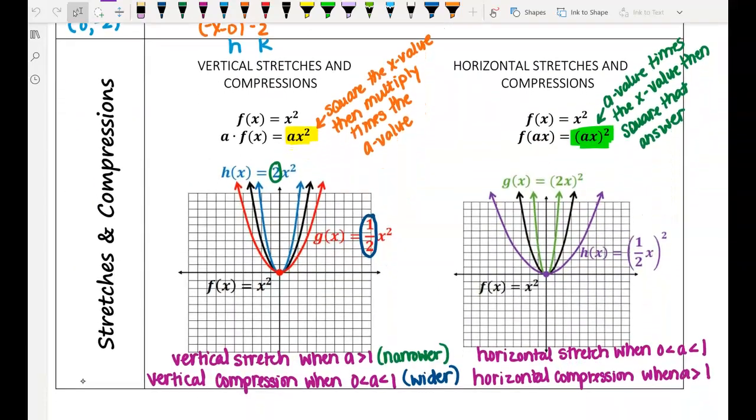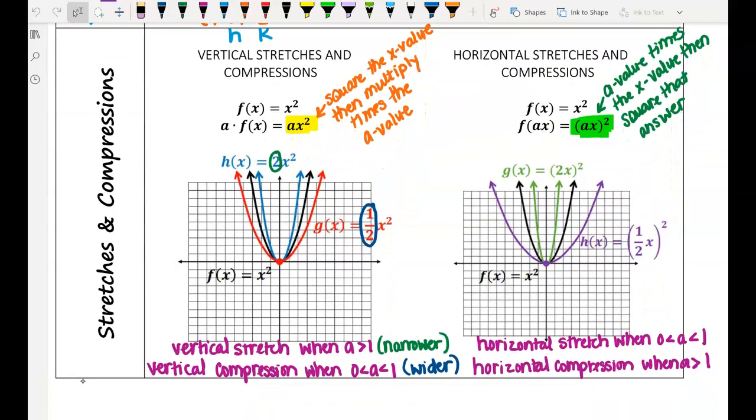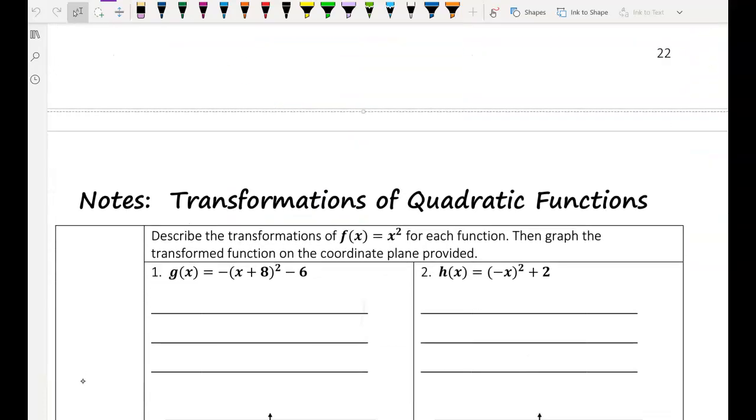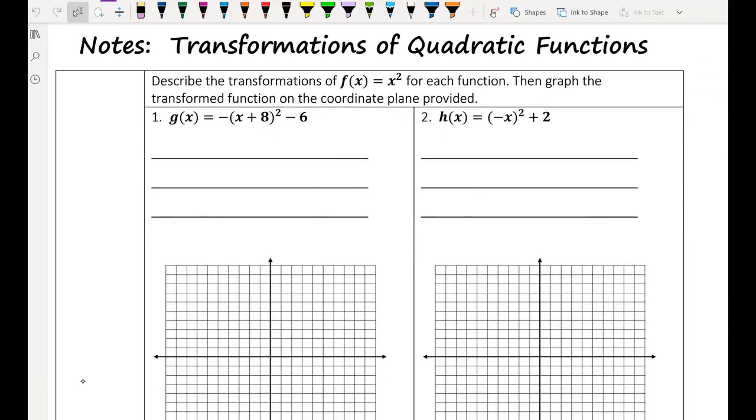And then we looked at vertical stretches and compressions and horizontal stretches and compressions. The difference between the two comes down to the parentheses. If there's no parentheses, then it's a vertical stretch or compression. If there are parentheses, it's a horizontal stretch or compression. And that A value becomes a multiplier. It depends if the multiplier happens before the square or after the square, depending again on those parentheses. So we were just getting to these practice problems.